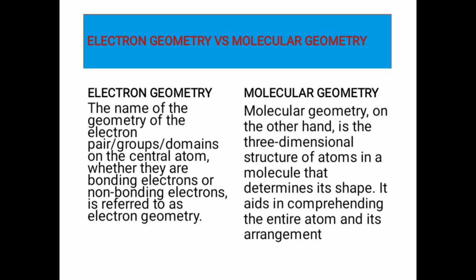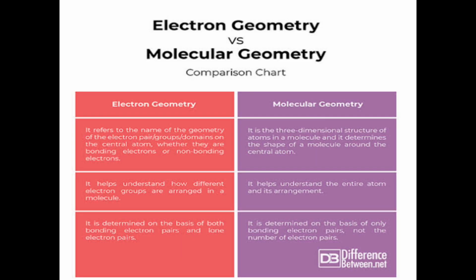Now, what is the salient difference between electron geometry and molecular geometry? Electron geometry is the name of the geometry of the electron pair domains on the central atom. So whether they are bonding electrons or non-bonding electrons, you refer to it as electron geometry. Molecular geometry is the 3-dimensional structure of atoms in a molecule that determines its shape. So it aims at comprehending the entire atom and its arrangement.